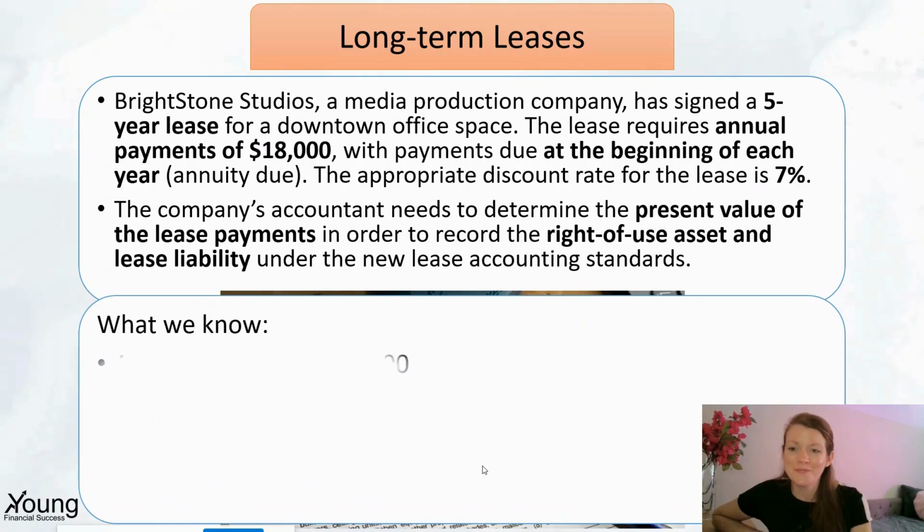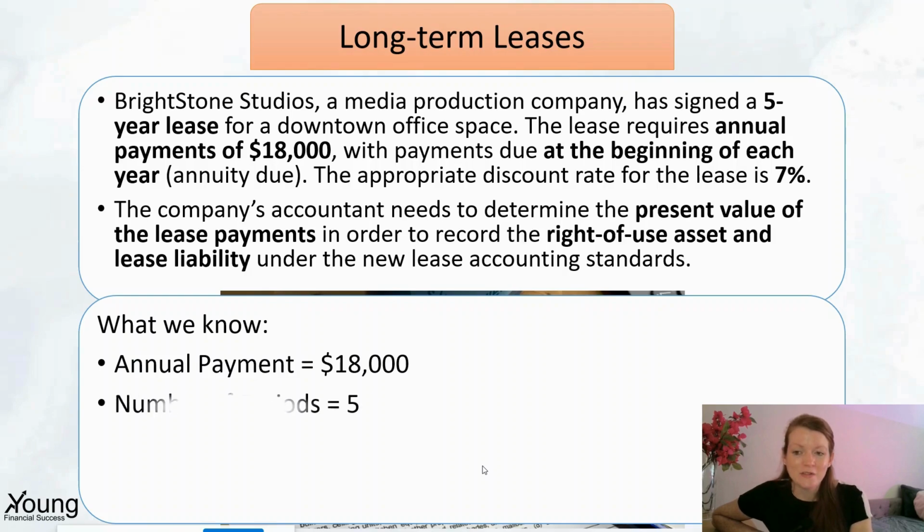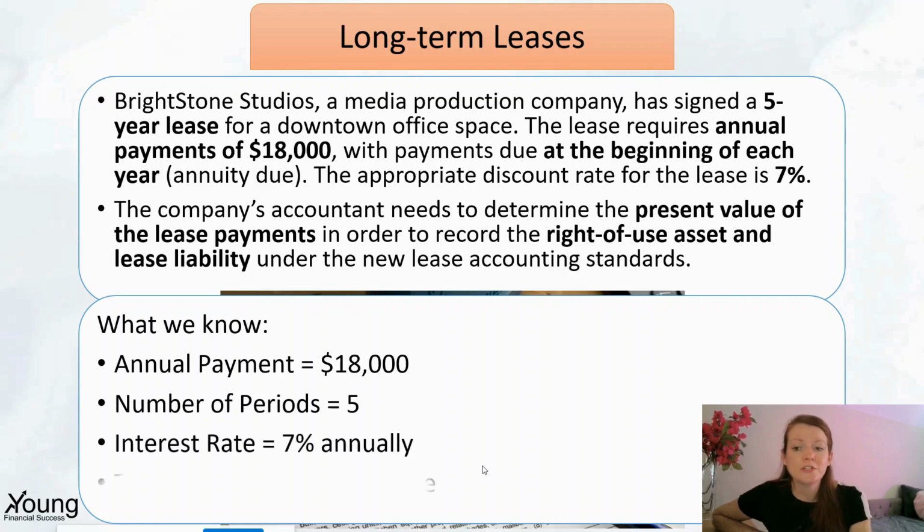So what we know going into it, breaking out the information from this word problem, our annual payment is $18,000. This is for 5 years. They're making it at the beginning of each year. The interest would be 7%, and it is an annuity due because they're making the payments at the beginning of each year.